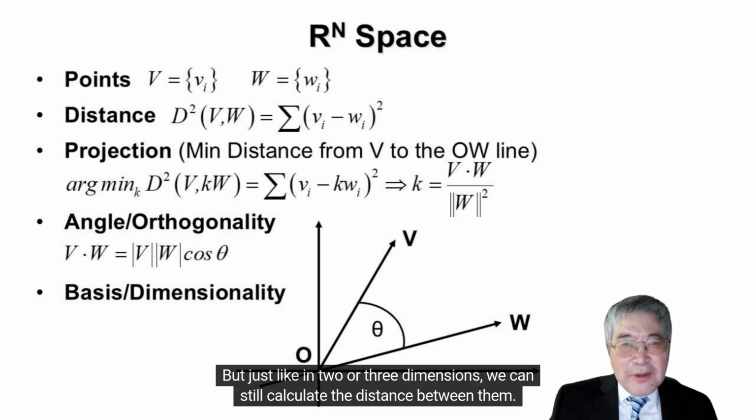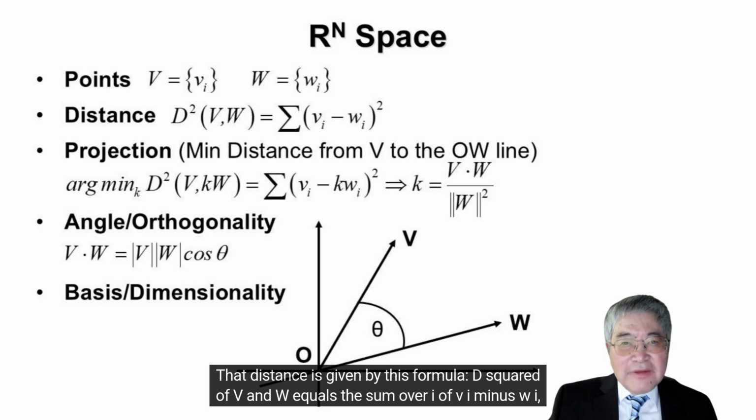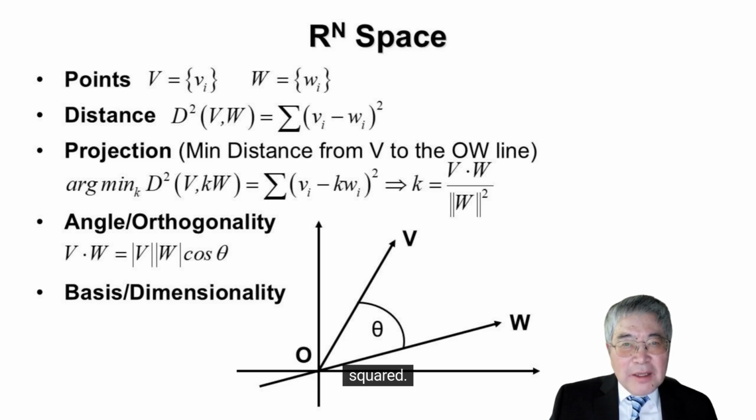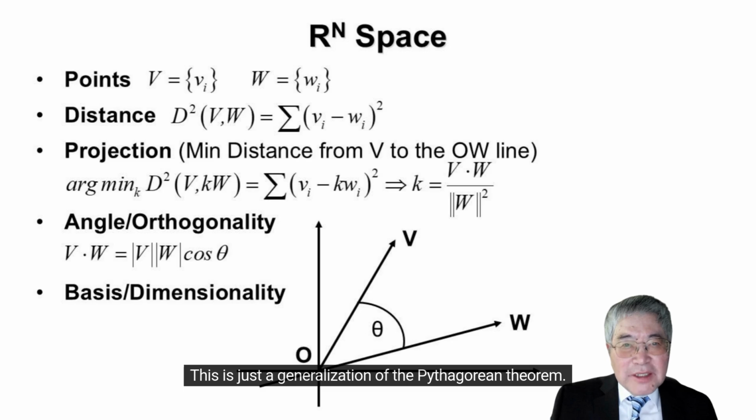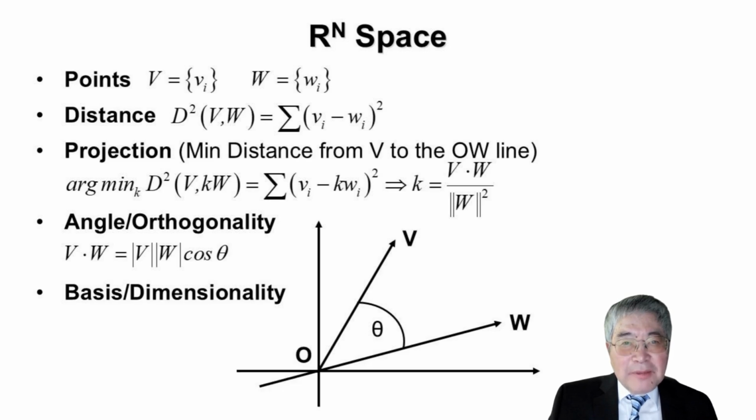But just like in 2 or 3 dimensions, we can still calculate the distance between them. That distance is given by this formula: d squared of v and w equals the sum over i of (v_i minus w_i) squared. This is just a generalization of the Pythagorean theorem. In 2 dimensions, it gives the diagonal of a square. In 3 dimensions, it gives the diagonal of a cube. In n dimensions, it gives the straight line, or Euclidean, distance between 2 points.